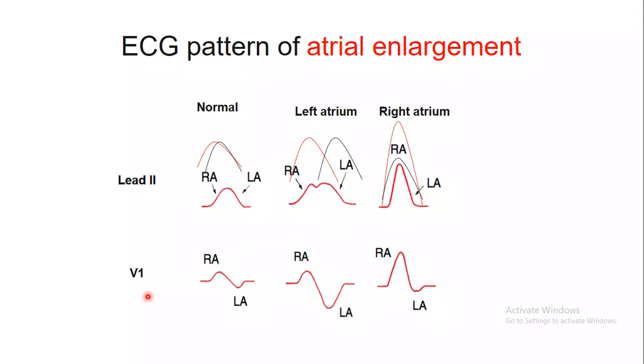On the other hand, if we are looking at the atrial activity in V1, normally it is biphasic, starting with a positive deflection of right atrial depolarization, followed by a negative deflection of left atrial depolarization, and both are nearly equal. When we have a predominant negative P wave, this denotes left atrial enlargement. When we have a predominant positive P wave, this denotes right atrial enlargement. So we can diagnose right atrial or left atrial enlargement depending on the P wave morphology, duration and voltage in lead 2 and V1.